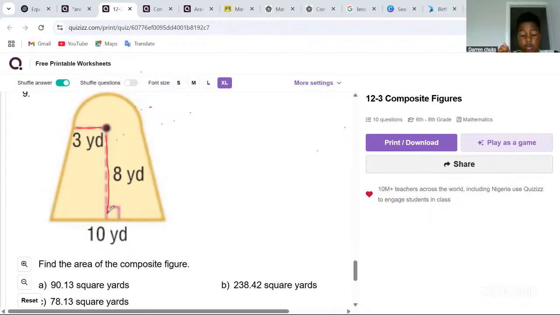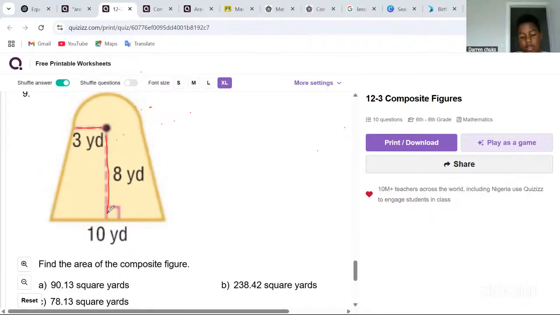I'm gonna do the trapezoid first. Okay, now to move on to the semicircle.